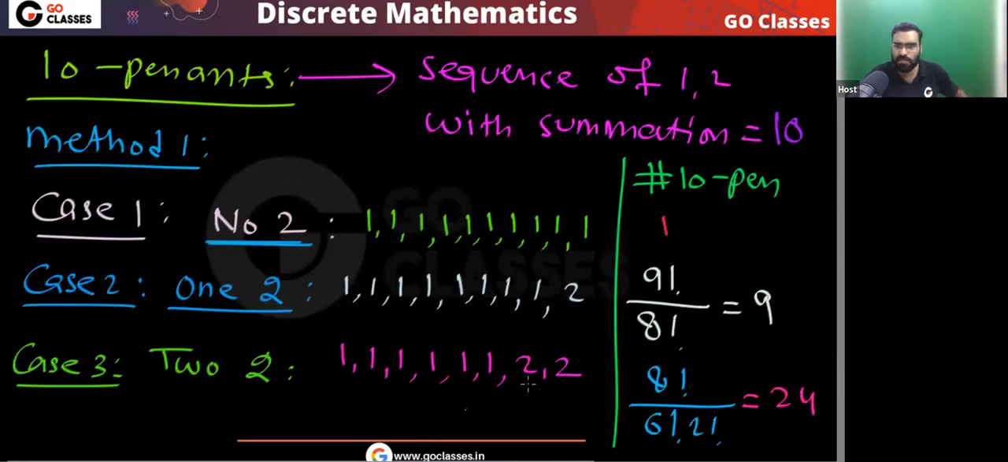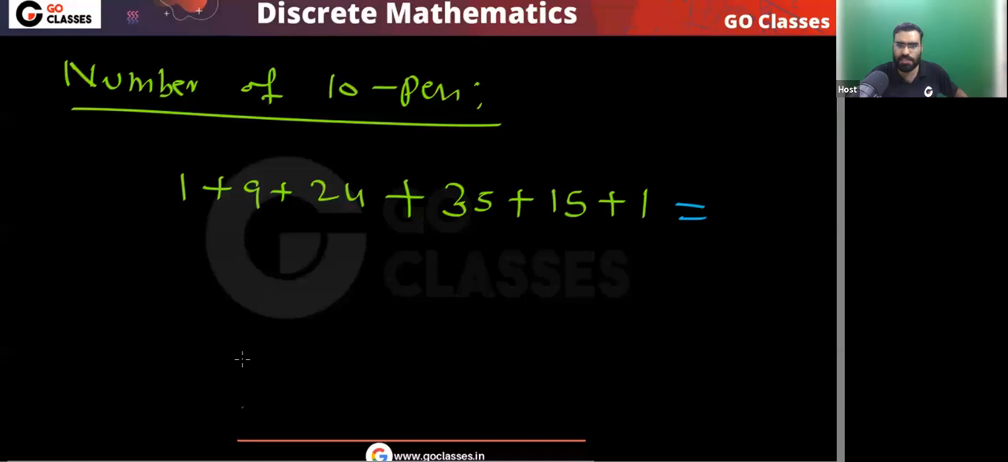In the calculation here, you will get 8 into 7, that will be 28. So this will not be 24, this will be 28. Okay, you can add all of them. What will be the answer? Is the answer 85 or 89? You can do the summation, that will be your answer. 89. Very good.